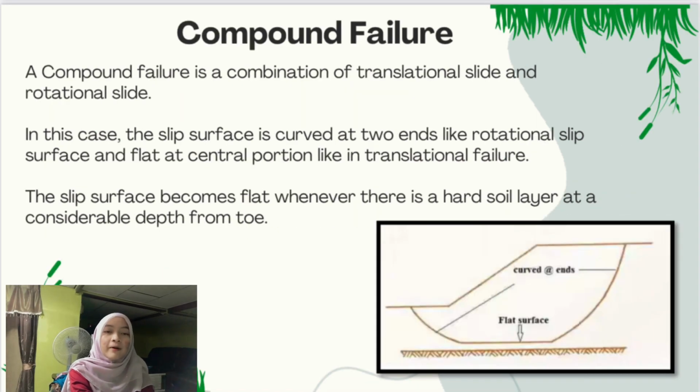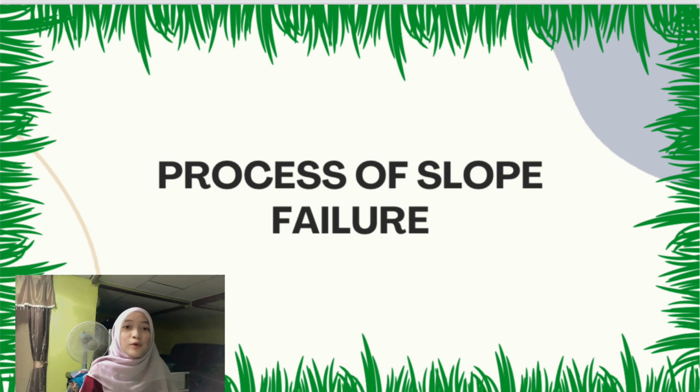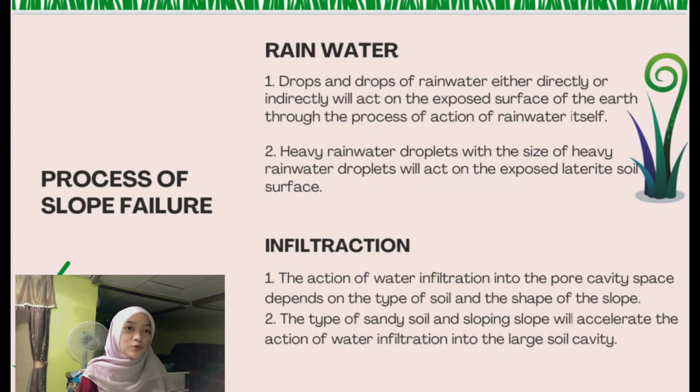And then compound failure. A compound failure is a combination of translation slide and rotation slide. In this case, the slip surface is curved at the two ends like a rotation slip surface and flat at the central portion, like in translation failure. The slip surface becomes flat whenever there is a hard soil layer at a considerable depth from the toe. Now, I will tell you about the process of slope failure.